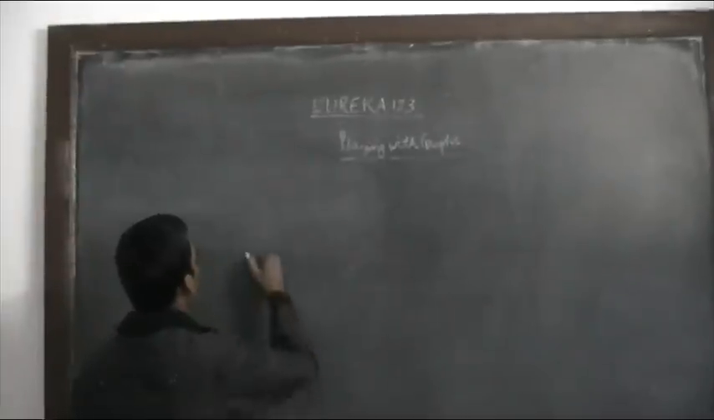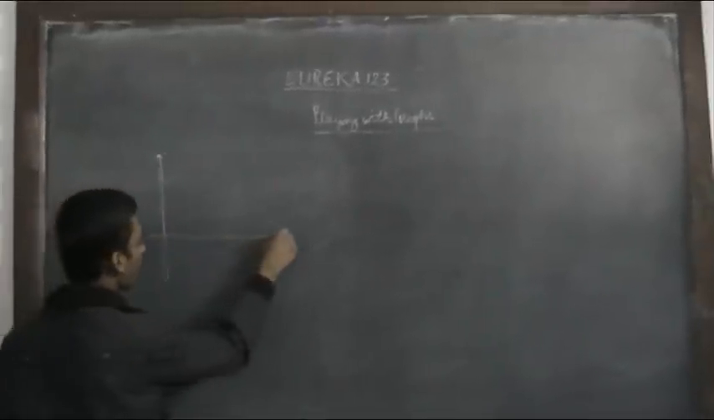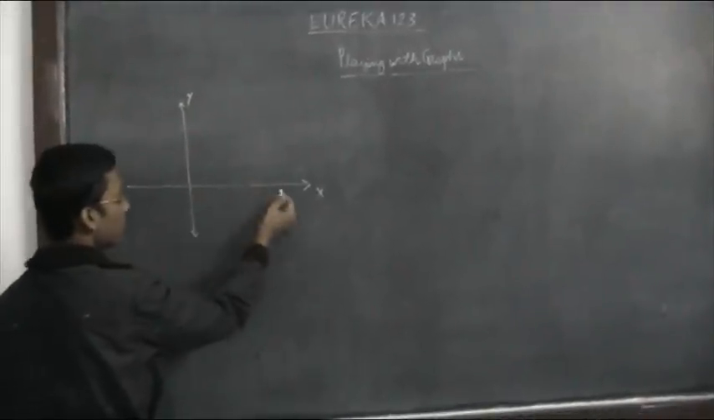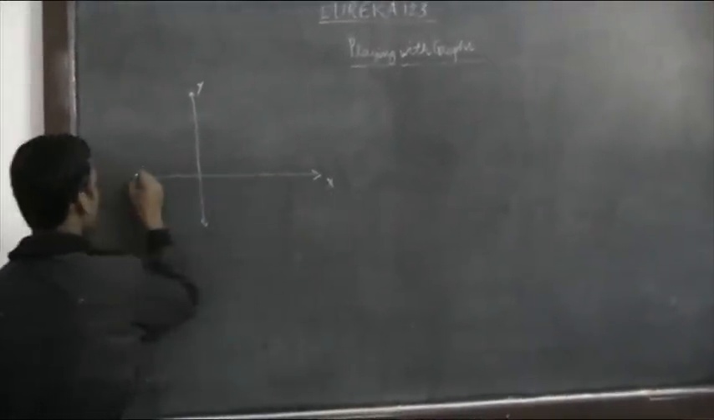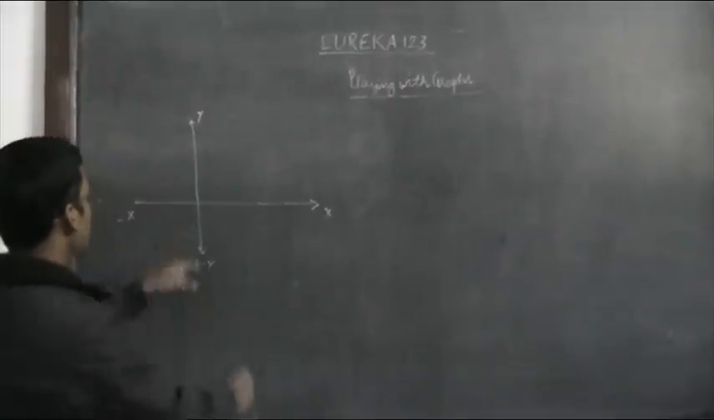Now graphs. First, let's look at our axis. This is the x-axis. This is the y-axis. This is positive. This is negative. This is positive. This is negative. And this is the origin.